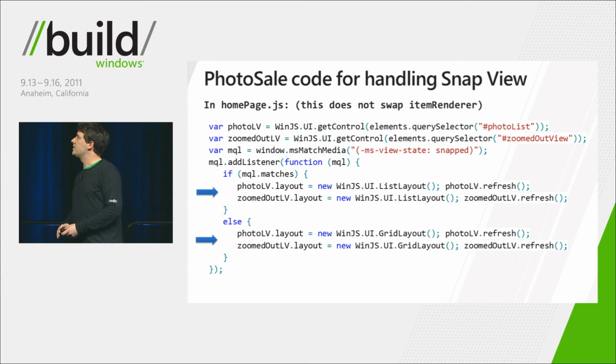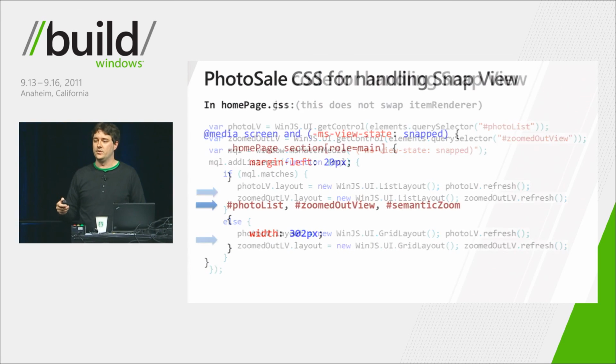Here's the code that I had to write for handling Snap View. I've got just a couple more things I want to talk about, so I'm just going to skip right to the if statement. The top part of the if statement here is what I'm running when I snap. I'm changing it to list layout on the fly, and I'm calling a method on the list view called refresh. Refresh forces the list view to recalculate its layout. So change your layout, call refresh, and you're good. And then on the else side, I'm going from snapped to unsnapped, and I would change back to grid layout and call refresh again. So that's how you handle the Snap View.